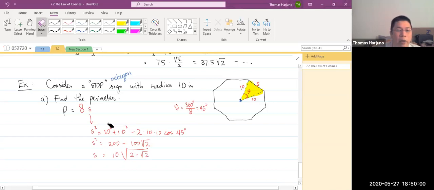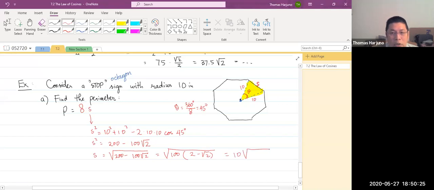It's basically the square root of 200 minus 100 square root of 2. But I can factor out the square root of 100. That's square root of 100 times 2 minus square root of 2. Now, the square root of 100 comes out, becomes 10 square root of 2 minus square root of 2.